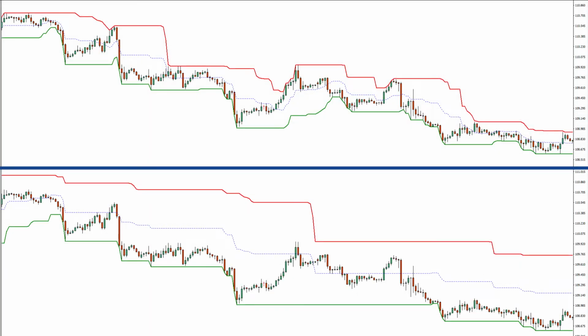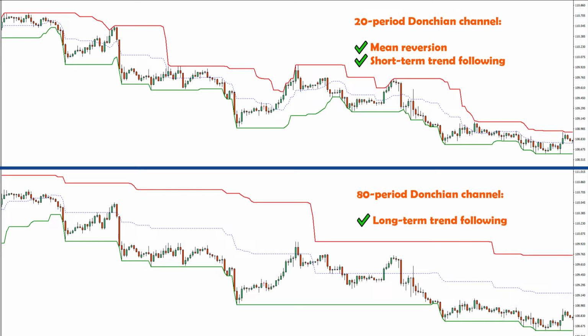A short look-back in the 20 to 40 bar range will be good for mean reversion or short-term trend followers. Longer periods like 60 to 100 will be better for capturing the longer-term trends. The Turtles actually traded two versions of the Donchian Breakout strategy, one with a 20 bar look-back and one with a 55 bar look-back.